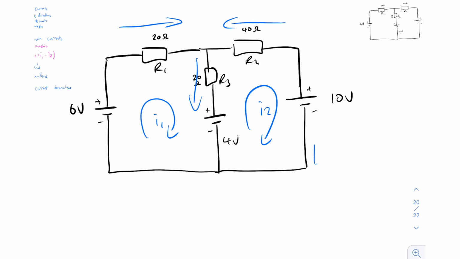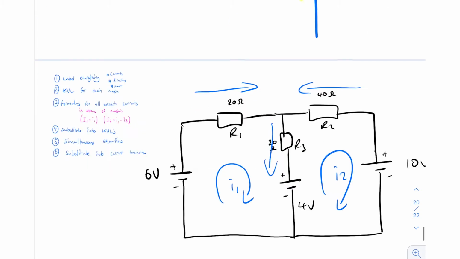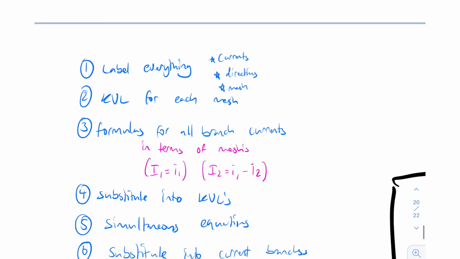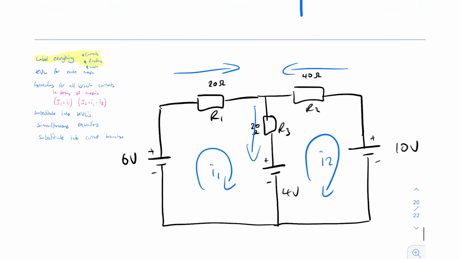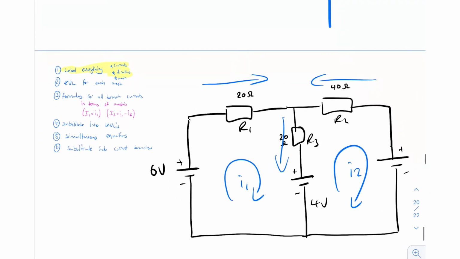Okay, so now we've drawn our current directions for each branch. Obviously this one would then be going that way, this one that way, and so on. So everything's fully labeled. That means we've done step 1 now, right? Okay, so step 2, let's do the KVL for each mesh. I've missed something out here, because we need to write the currents for each resistor, same as what we did with nodal. So let's do the KVL then.